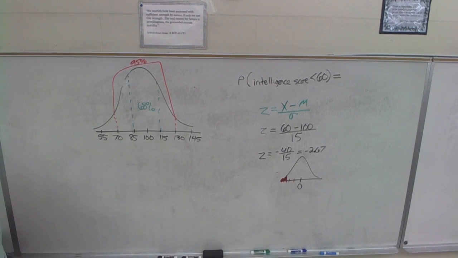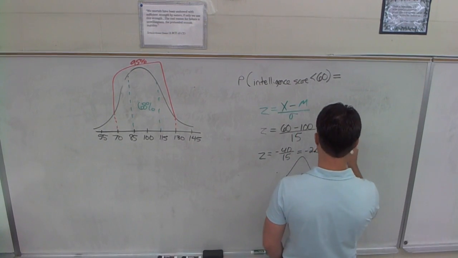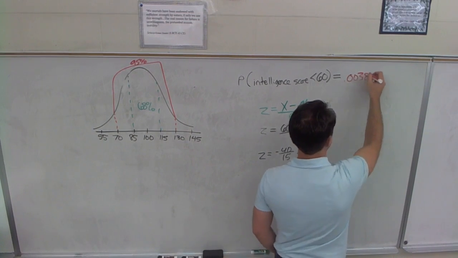So, negative 2.67. What's the number we should pull out? Who's got it? Mr. Johnson has it. He said 0.0038. Do you guys see that on the table? Negative 2.67. Everybody seeing it? If not, ask your partner. Negative 2.67, you should see 0.0038. If you're not, I'll help you out in a second here. So that's the answer, 0.0038.